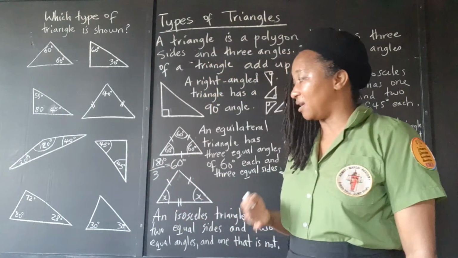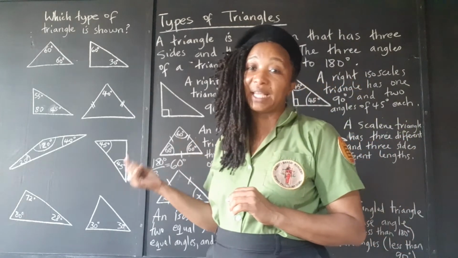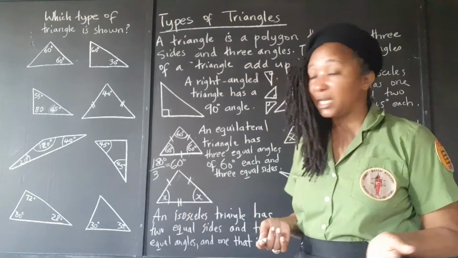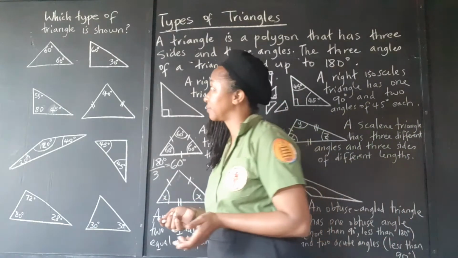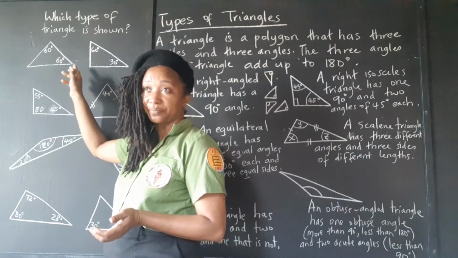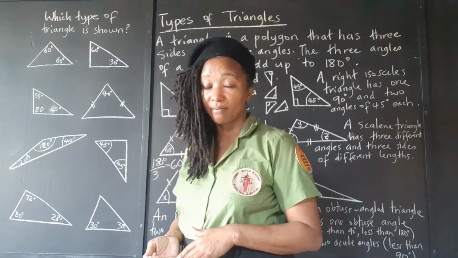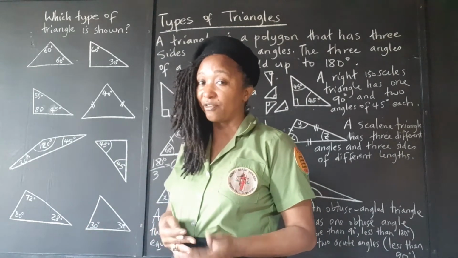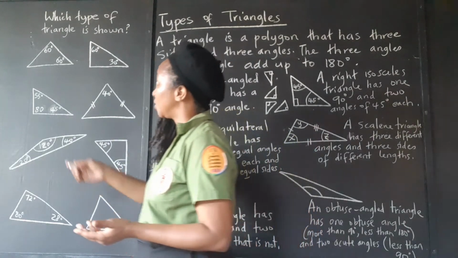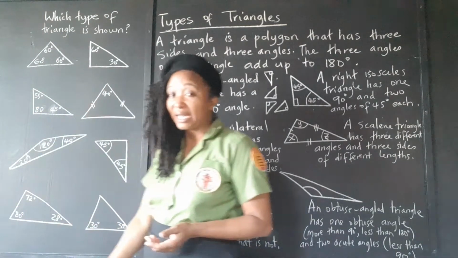Some of the angles are not stated, but based on what we are given, we should be able to fill in the missing angle and find out which triangle we're dealing with. So the first one, we are told this is 60 degrees, this is 60 degrees. If we add those up, we get 120. And if we take that from the full 180, 180 minus 120 is also 60. So we can fill in this 60 degrees.